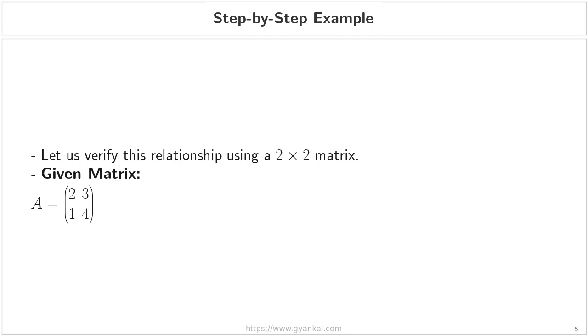Step-by-step example. Now that we have understood the theory and the conceptual logic behind why this relationship exists, let's put it into practice. To verify this theorem, we are going to work through a concrete, step-by-step example. We will start with a simple 2x2 matrix, which we will call matrix A, where the first row contains the elements 2 and 3, and the second row contains the elements 1 and 4.